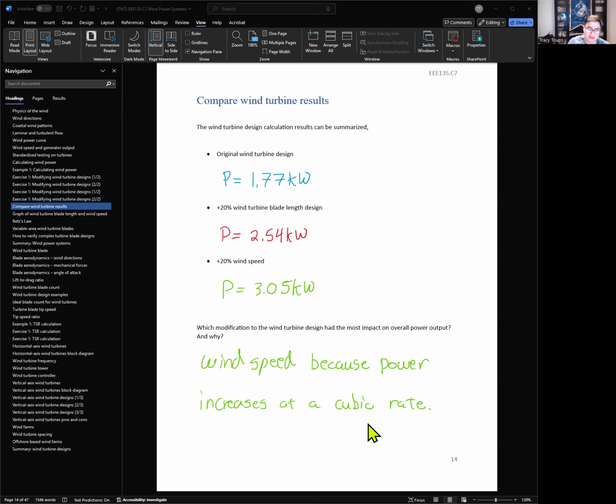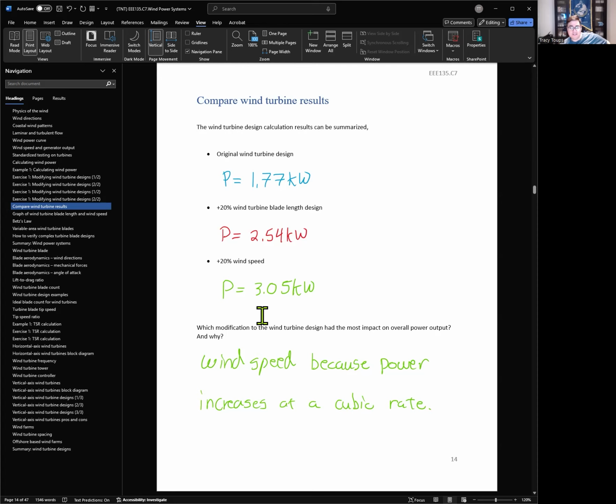Right? And the reason why is because the wind speed, the power is increased by the wind speed at a cubic rate, meaning 6 cubed is better than 5 squared or 6 squared, right? So that's a big takeaway here. So it is critically important to find a site with the highest wind speed possible. That will exponentially get you more power than any other type of design modification.